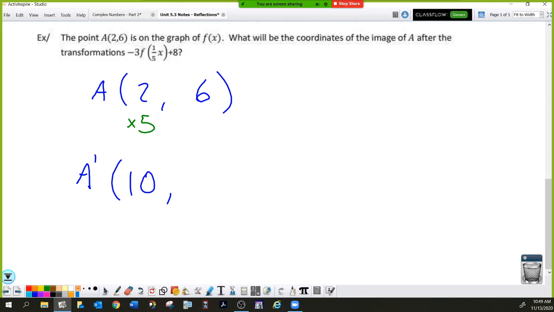Now we just have to figure out where the y image went. You're just going to follow the order of operations. You're going to multiply by -3, and then add 8. So you do 6 times -3, that's -18, plus 8, is -10. And that is where A prime will land. Look how much easier transformations are algebraically than they are geometrically. I will now drop the pin like it's the mic.